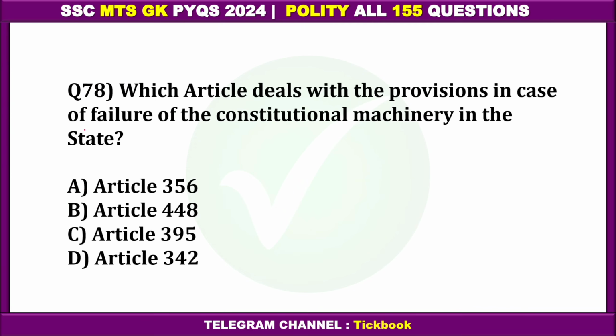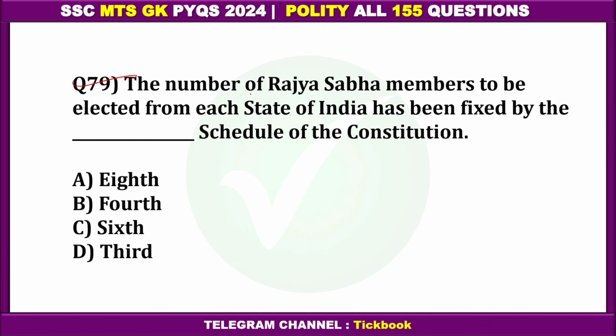Number B, Russia. 78. Which article deals with the provisions in case of failure of the constitutional machinery in the state? Number A, Article 356 is the correct answer. 79. The number of Rajya Sabha members to be elected from each state of India has been fixed by the dash schedule of the Constitution. Option number B, fourth.